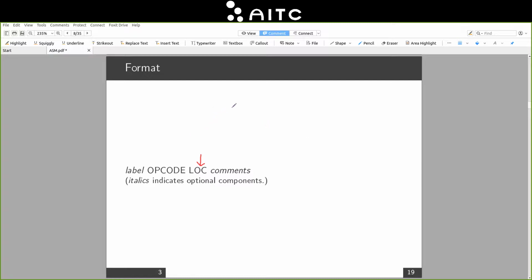Okay, let me give you an example. In C++ or Java, we have just learned int x equals 1, right? And 1 is the immediate data, and x is a variable.